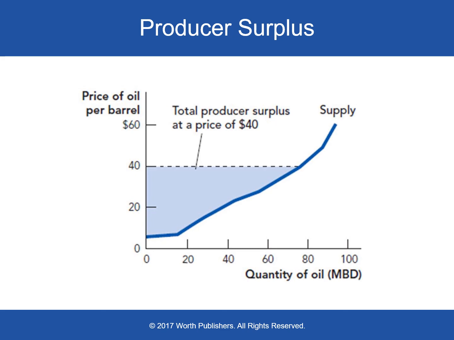Now, if the price went up in the market to $60 a barrel, then all the producers could enter the market and make a profit. And then you'd have a bigger area for producer surplus.